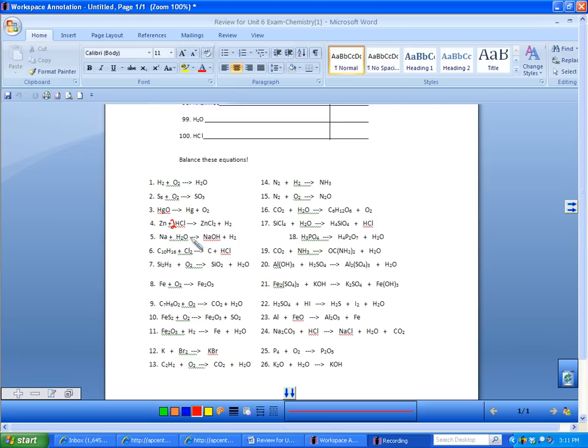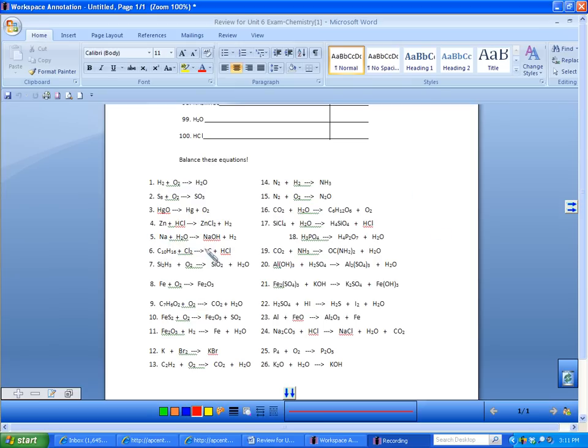Number 5, 1 sodium, 1 sodium. 2 hydrogens, but then I have a hydrogen here and 2 here, so I'm going to try to put 2 there. That makes the sodiums go to 2. Now I have 2 hydrogens and 2 more is 4, so I'm going to put a 2 there to give me 2 times 2 is 4 hydrogens. 2 oxygens and 2 oxygens, so that one's balanced.